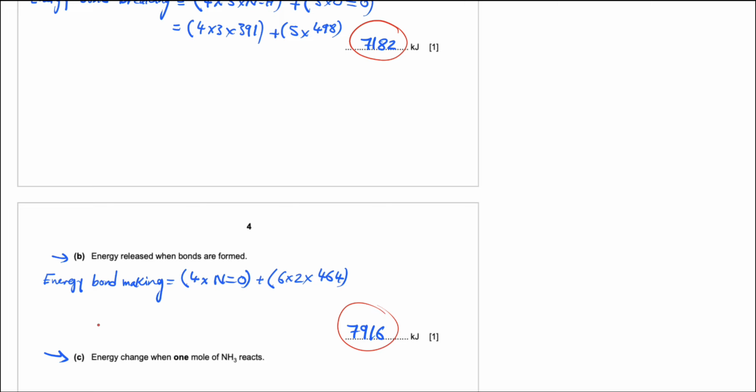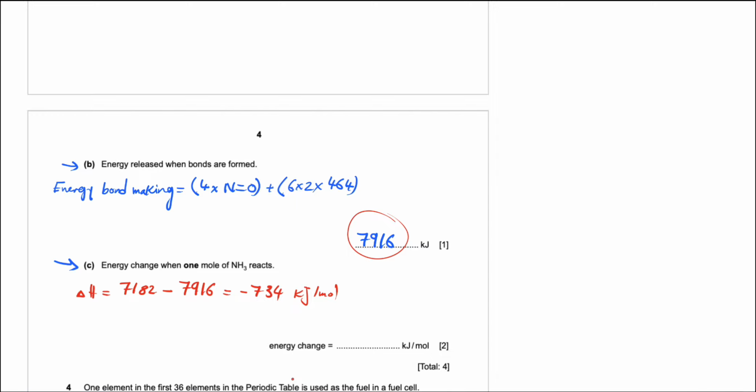Finally, the overall energy change, once again, when you take the bond breaking and the bond making and you take the difference between them. So delta H for that reaction is 7,182 minus 7,916. That gives us minus 734 kilojoules per mole.